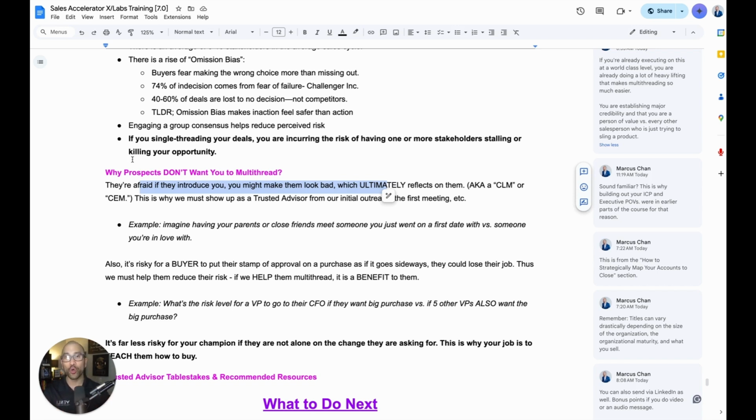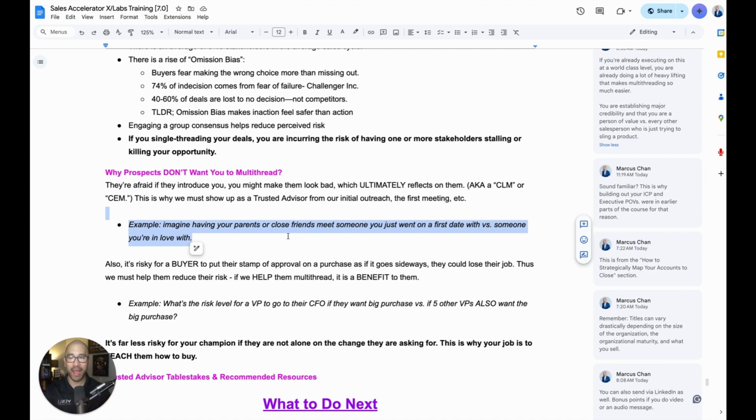So this is why it's so critical that you show up as a trusted advisor from your initial outreach through the first meeting and on and on. And I want to give you a really simple example. Imagine having your close friends meet someone you just went on a first date with versus someone you're in love with. Think about that contrast. With the person you're just dating for the first time, you're like, I'm not sure I want them to meet my family, or what are they going to think about me. Versus once you trust that other person and want to bring them to your family, it's a very different situation.